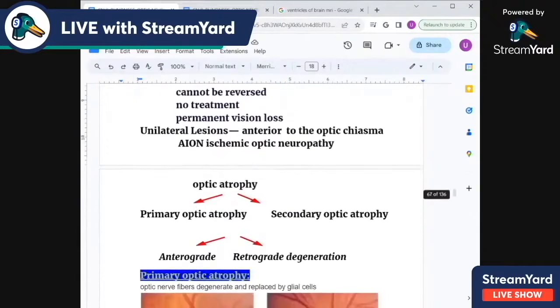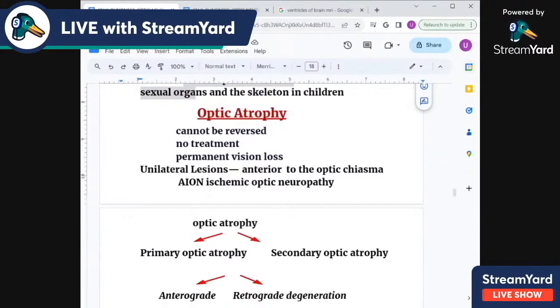Now the next topic is optic atrophy. Optic atrophy cannot be reversed, there's no treatment, and it's a permanent visual loss. Unilateral lesions are anterior to the optic chiasma. The most common cause of optic atrophy is a vascular cause, anterior ischemic optic neuropathy.